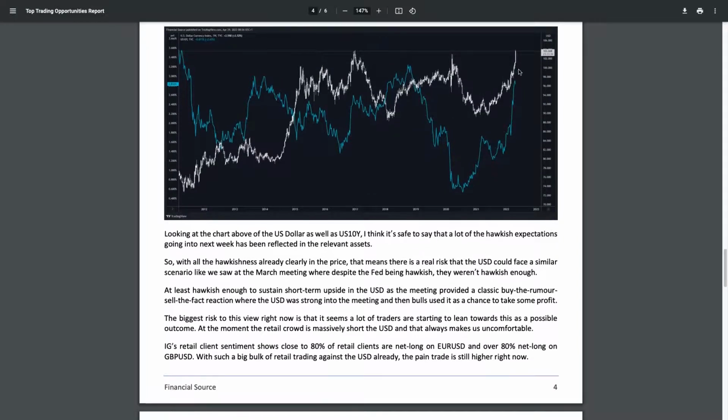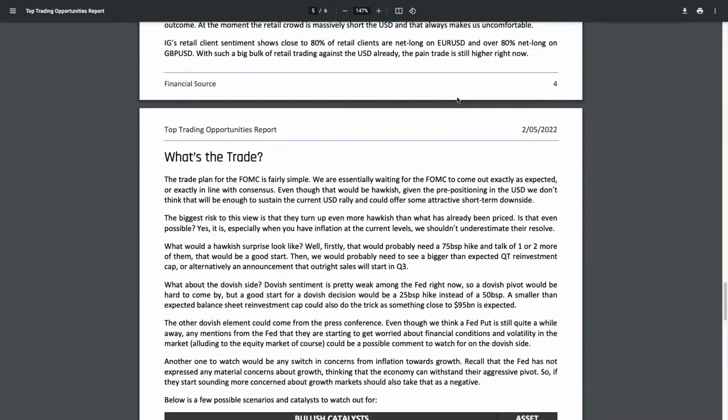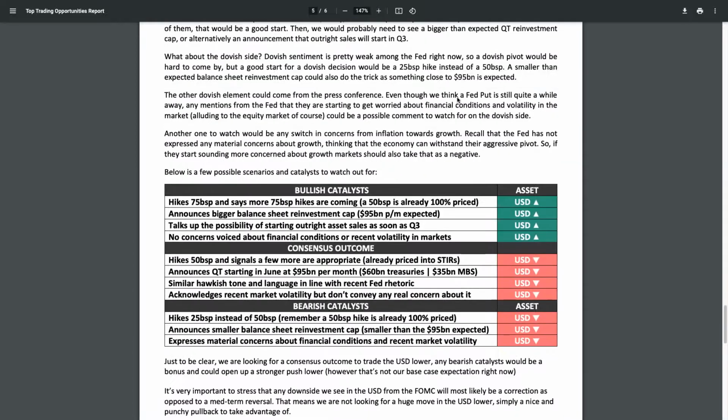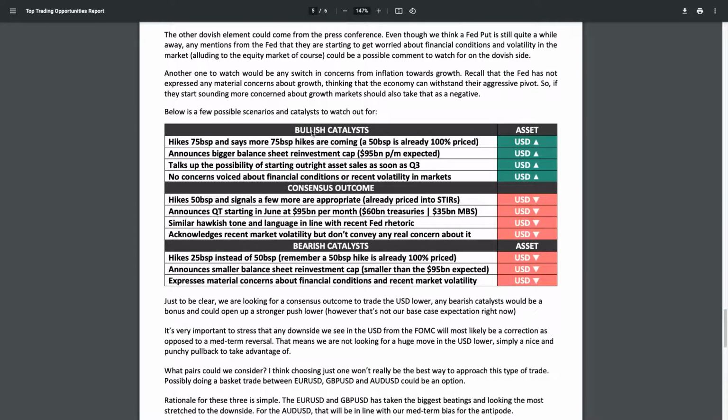So what you can see is hawkish expectations are well and truly priced in. So the trade is as follows. If we see a more bullish catalyst, that would be a 75 basis point hike. And if the Fed says more 75 basis point hikes are coming, then look for the dollar index to break higher, and I would trade the dollar index clean. So just trade the Dixie higher.